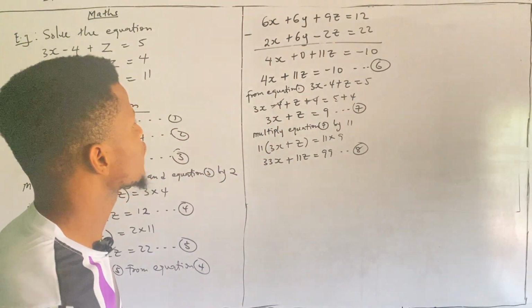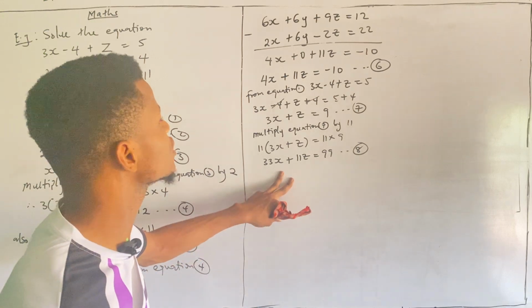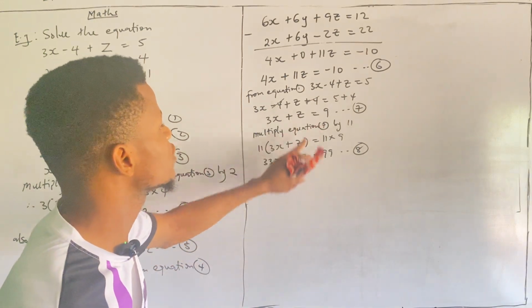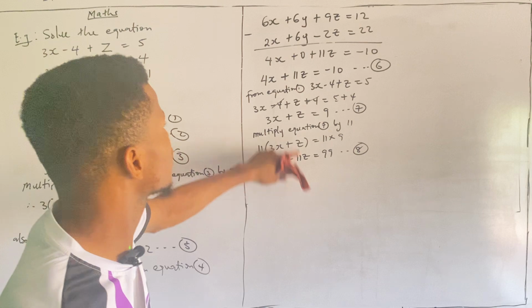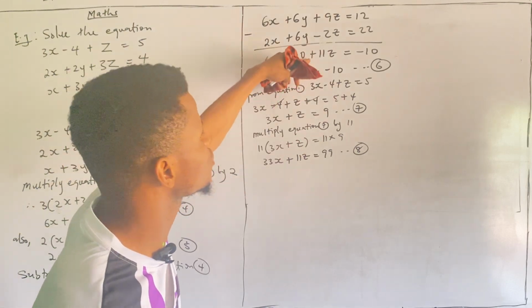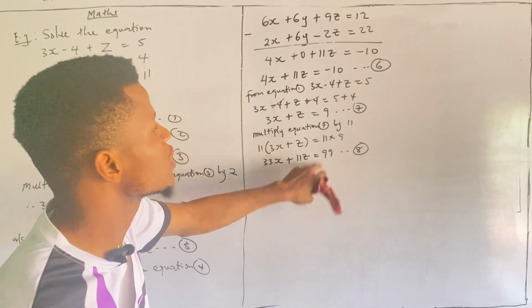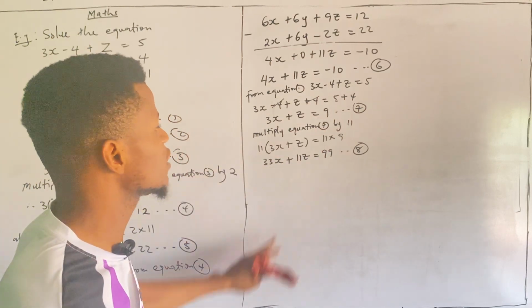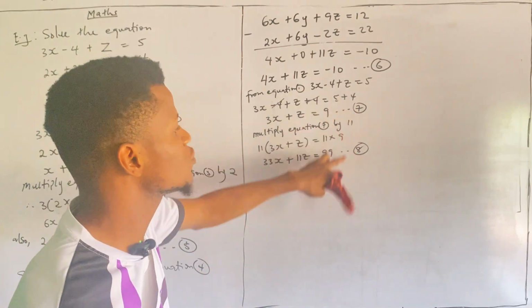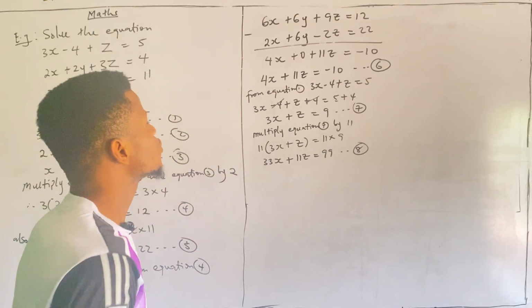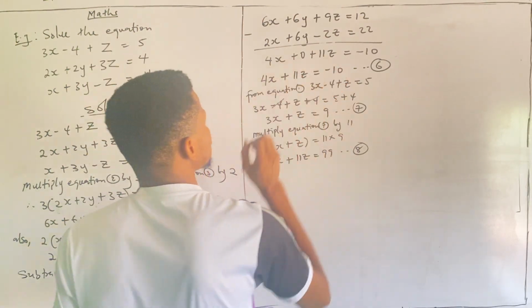Now we have succeeded in making equation 11 have a coefficient of 11. So now they have the same coefficient. So we're now comparing equation 6 and equation 8. Remember, equation 8 is a multiple of equation 7. That is, 11 times equation 7 will give you equation 8, right? So we are now comparing equation 8 and equation 6.